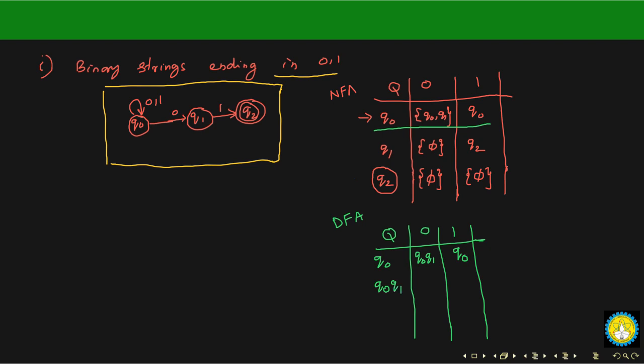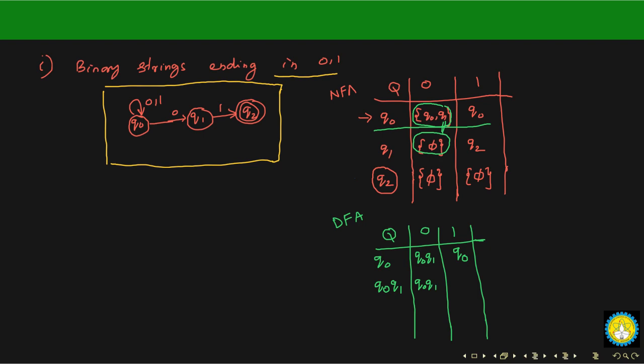When I look at the transition for 0 on Q0 Q1, I have to see both the transitions, that is Q0 on 0 and Q1 on 0. Then I have to combine the information. We know that Q0 on 0 is mapped to Q0 Q1. What about Q1 on 0? Q1 on 0 is a null set. So you have to combine these two. If you combine a null set, that doesn't make any difference. So we can just write Q0 Q1 here.